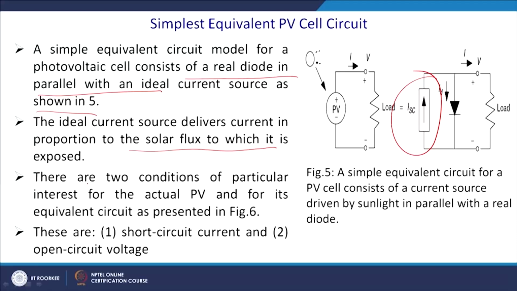There are two conditions of particular interest for the actual PV cell and for its equivalent circuit, as presented in figure 6. These are the short circuit current and the open circuit voltage, which we will see later. There is a problem with short circuiting a current source, but that kind of problem will not arise here, fortunately.